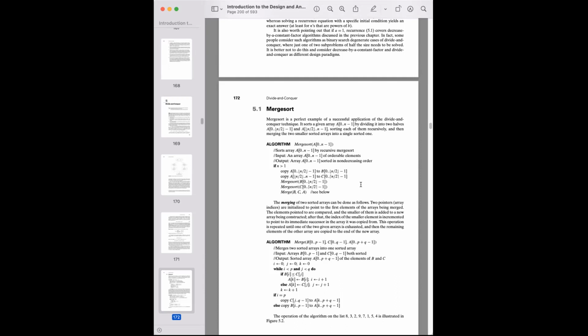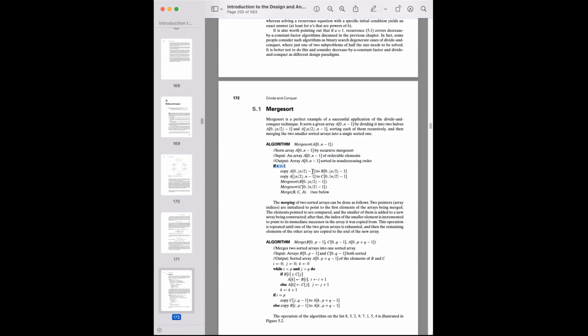So here's the definition in pseudocode, on page 172. We want to sort this array from 0 to n minus 1 by recursive merge sort. There's our input. And again, it's important, these are orderable. You can't really sort an array of cats unless you have a way to determine whether one cat is greater than the other or not. And then our output's going to be an array of the same size, but sorted in non-decreasing order. So we're assuming n is greater than 1. If n is not greater than 1, then we don't need to sort because we only have one element, right?